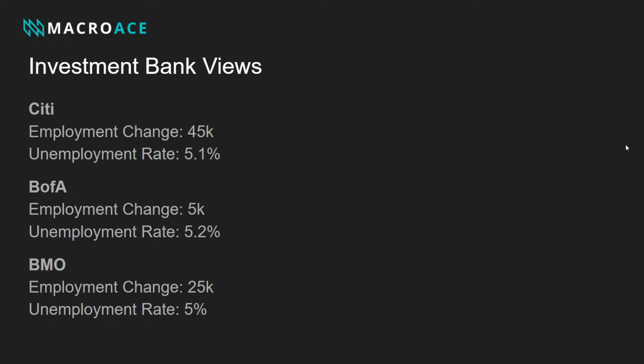Then investment bank views. Citi sees the employment change at 45k, with the unemployment rate remaining unchanged at 5.1%. Bank of America sees 5k for the employment change and an unemployment rate of 5.2%. And BMO sees 25k with an unemployment rate of 5%. We've got about 6 minutes to the release.